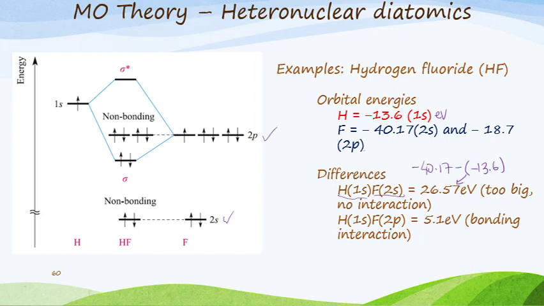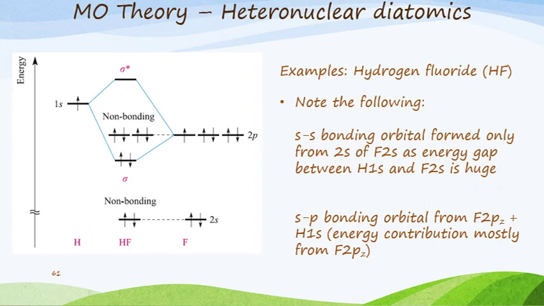But if we look at the 1s for the hydrogen and try to see if there's an interaction with the 2p of the fluorine, then we get a difference. Have a look here, 18.7 and 13.6. We get 5.1 electron volts. That's good enough for there to be a bonding interaction taking place. So now, how do we draw this, and why do we end up with this molecular orbital diagram here, which looks very weird? Let's see how we're going to put this together.